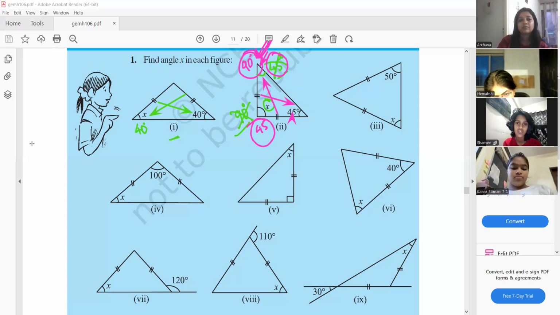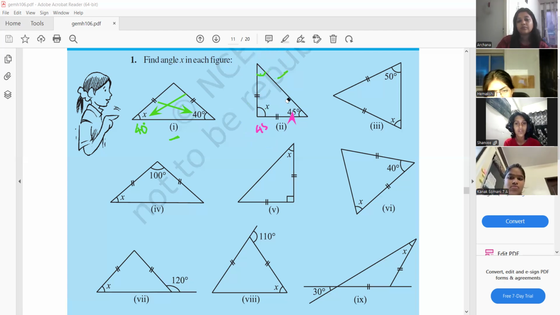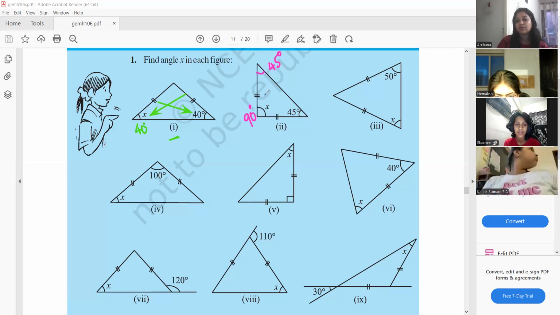Ma'am, but X is not showing now, ki it is any other angle. It is obviously showing 90 degrees. Shanvi, I did not say that your answer is wrong. I'm just clarifying the confusion. This is correct. Your answer is correct.